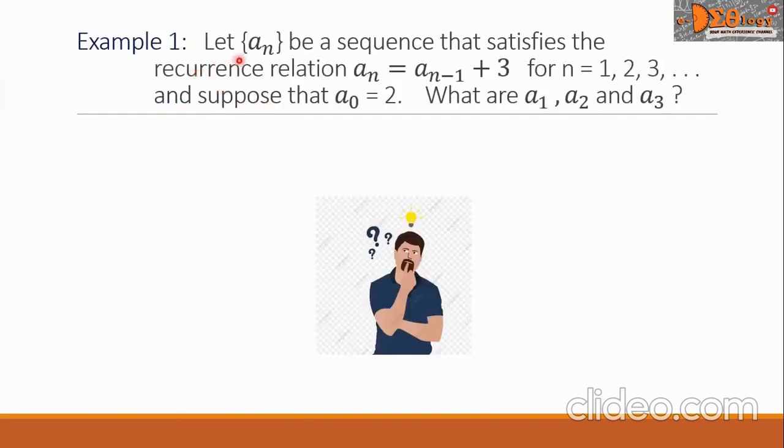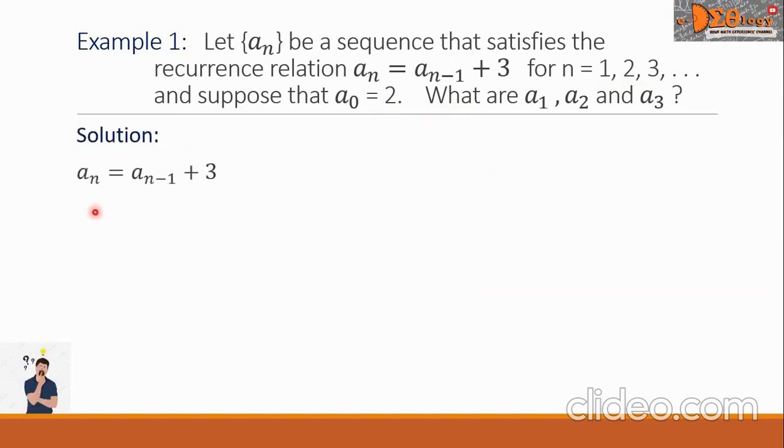Example 1. Let a sub n be a sequence that satisfies the recurrence relation a sub n equals a sub n minus 1, plus 3, for n equals 1, 2, 3, and so on. And suppose that a sub 0 equals 2. What are a sub 1, a sub 2, and a sub 3?